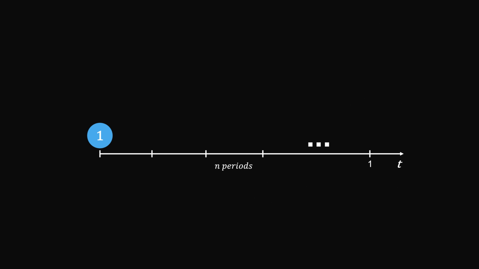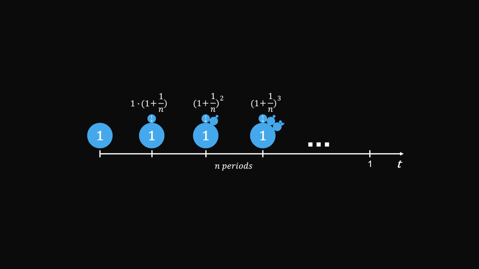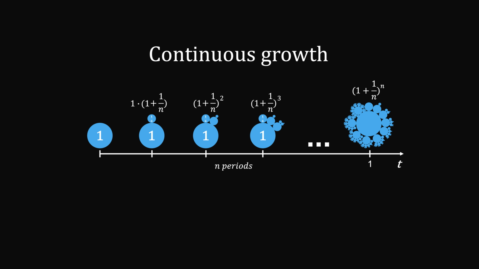So if we do n periods, the growth rate for each step is 1 over n. So each step we multiply by 1 plus 1 over n. And the n value would be to the power of n. So for continuous growth, when n approaches infinity, the outcome reaches a limit. We call that limit E.